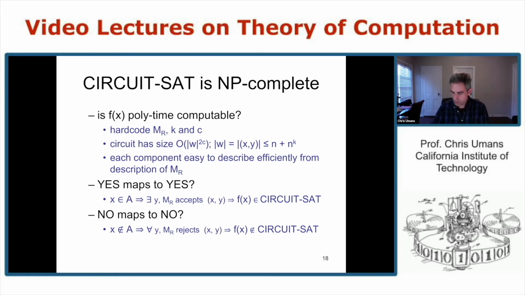So that's a reduction. Okay, so that's the first part. That was a reduction that showed that circuit SAT is NP-complete.